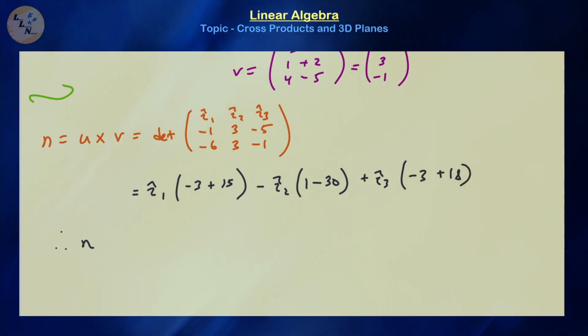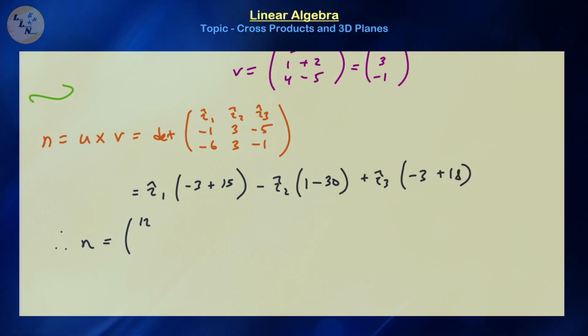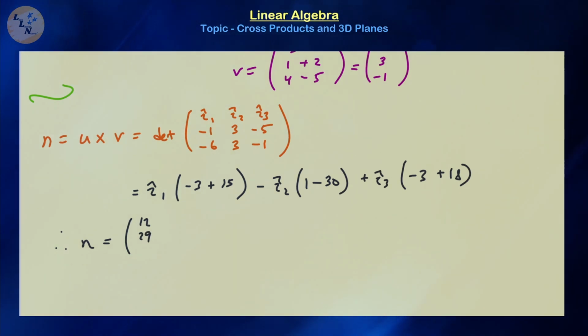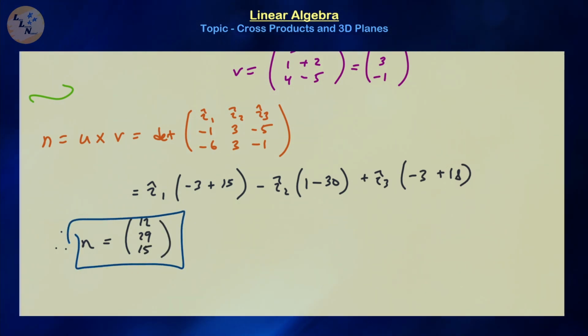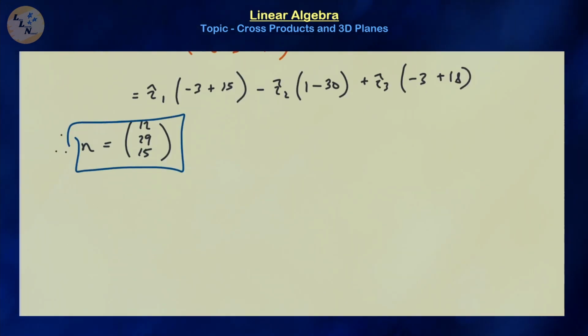So that means our normal vector n is going to be equal to the vector 15 minus 3, that's going to be equal to 12. 1 minus 30 is minus 29, that changes to a positive 29. And then we're going to have 18 minus 3, which is equal to 15. So that is our vector that is normal to the plane. And keep in mind, if you use another reference point, you most likely will get a different normal vector, but it's still going to be normal to the plane that those points are embedded in, which is very, very important.